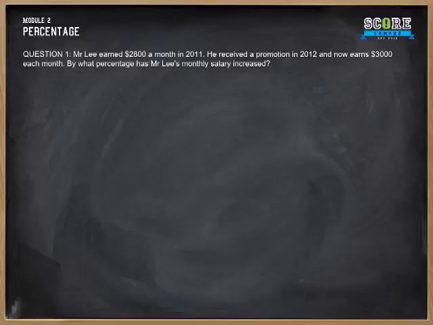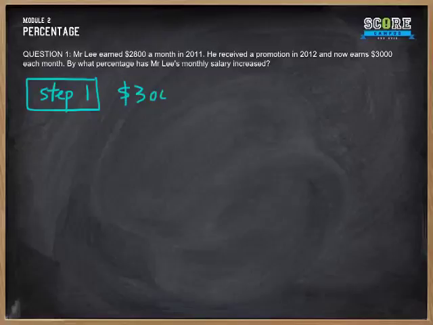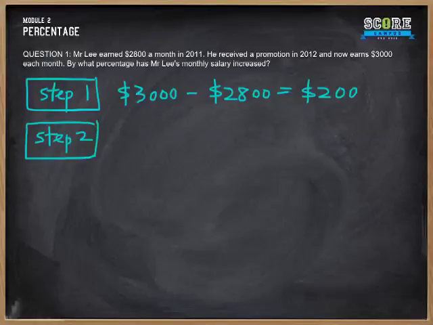The first step is to find out how much Mr. Lee's salary has increased by. So that is step 1. He used to earn $2,800 in 2011. Now in 2012, it is $3,000. So the increase is $3,000 minus $2,800, which equals $200. Now you've got to express this increase as a fraction, and then multiply it by 100 so that you can get your final answer as a percentage. You've got to remember this one important thing: any increase or decrease is always based on the original amount.